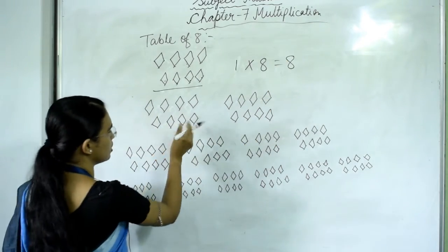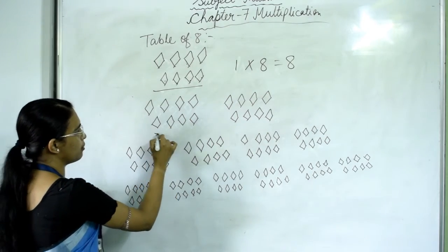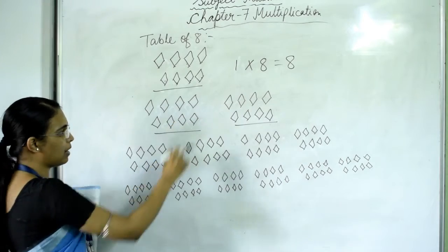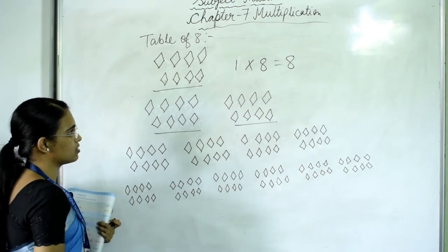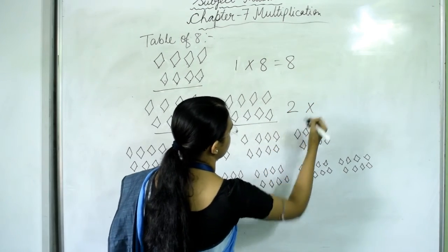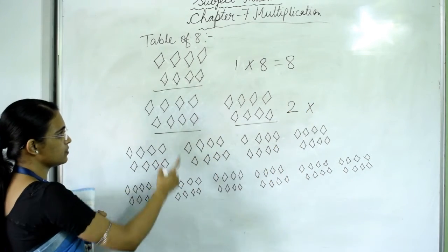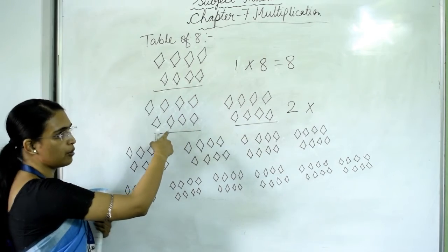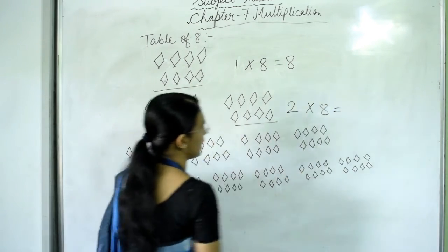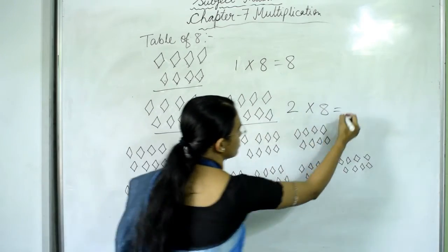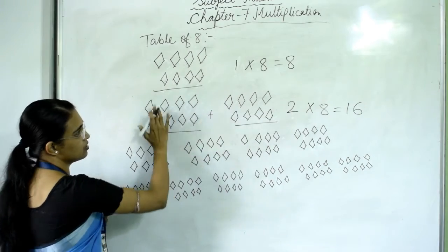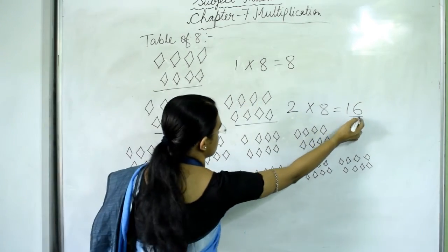Okay, so in the next question how many groups do we have? 1 2 groups, and each group has how many diamonds? 8 diamonds. So how will you write? For 2 groups write 2, then put the multiplication sign. Then in each group how many diamonds? 8 diamonds. So we have to write 8. So 2 8s are 16. So when you add all these diamonds, you will get this answer 16.